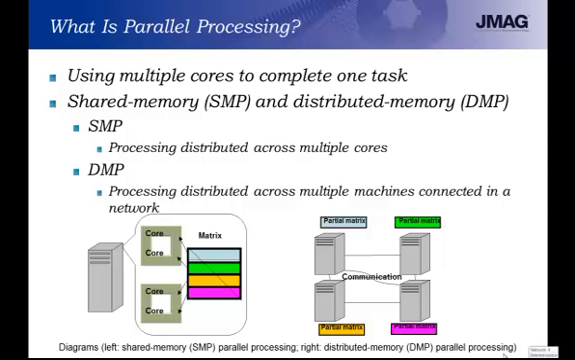Shared memory multiprocessing, or SMP, and distributed memory multiprocessing, or DMP, are the two different methods that we have to use parallel processing. SMP uses processing distributed across multiple cores. So if you have a single machine with multiple cores, you would use the SMP processing technique. DMP is processing distributed across multiple machines connected in a network. So DMP isn't based on a single machine, but multiple machines. So you take your single model and then break it down into smaller models and then send those models out to different machines to run the calculations in parallel.